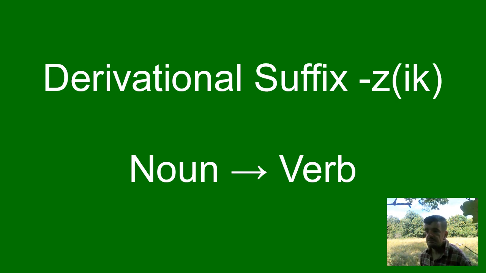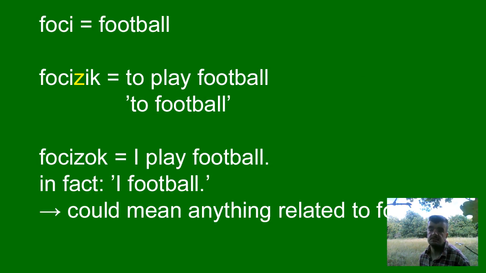So what's our topic? We are going to transform nouns into verbs. What does that mean? You have a noun, and then if you want to express an action is happening in connection with the noun, you can add a certain suffix. And then you have your verb. Let me give you an example. We are going to take foci. Foci is the nickname of football. Focizik means to play football.